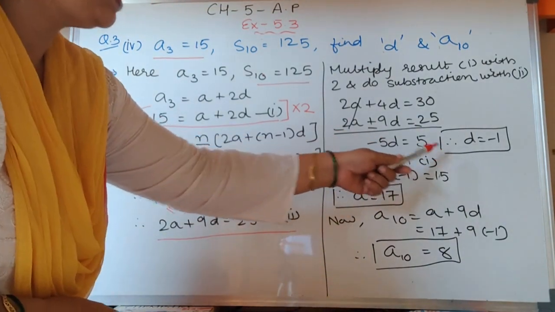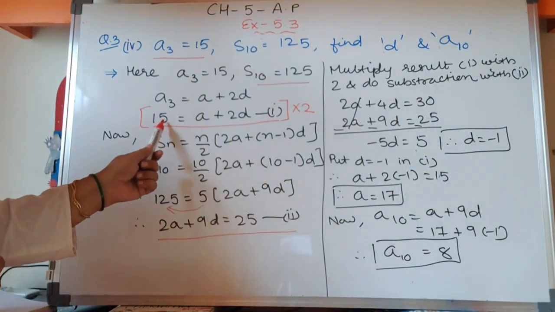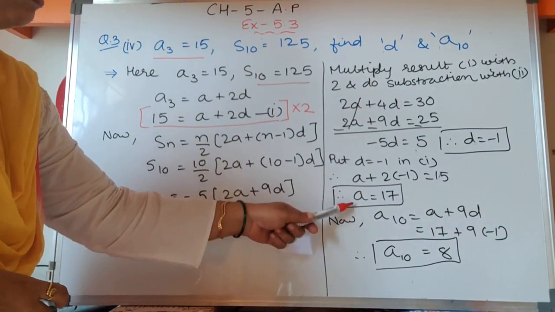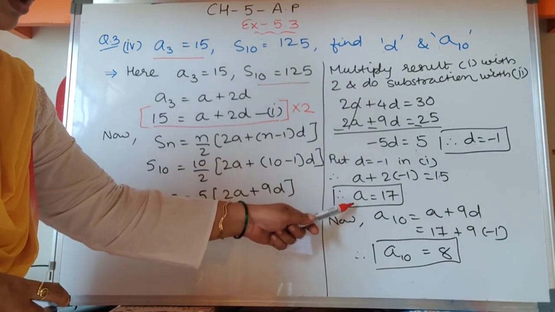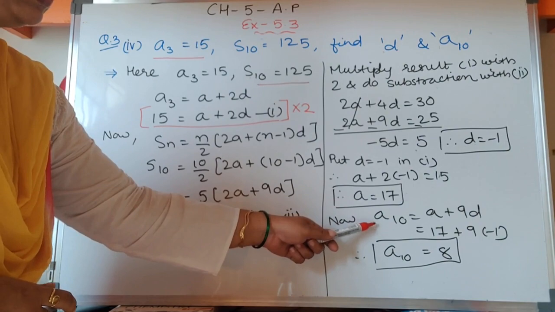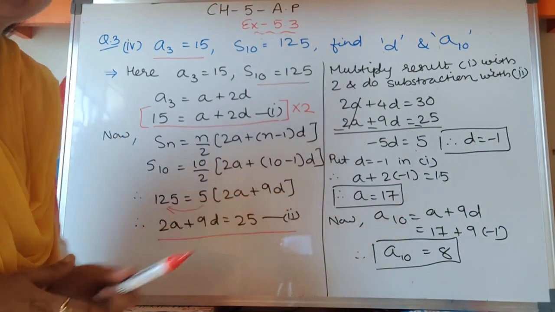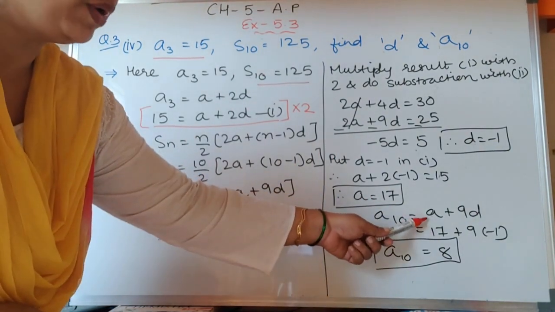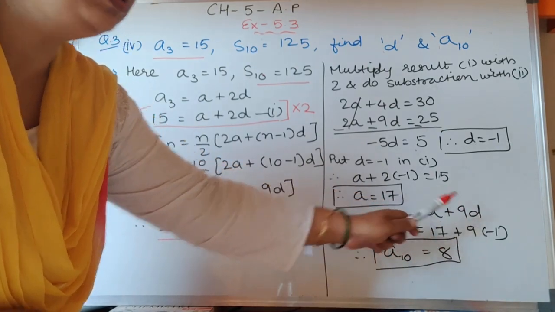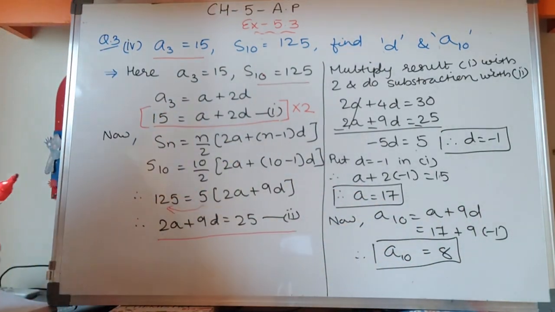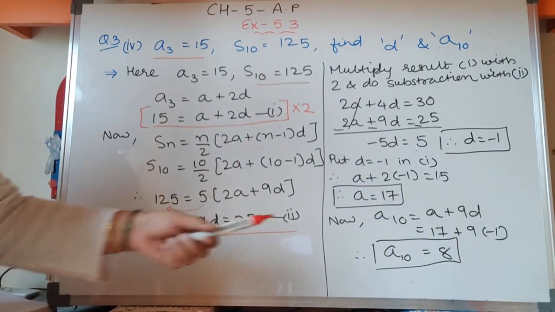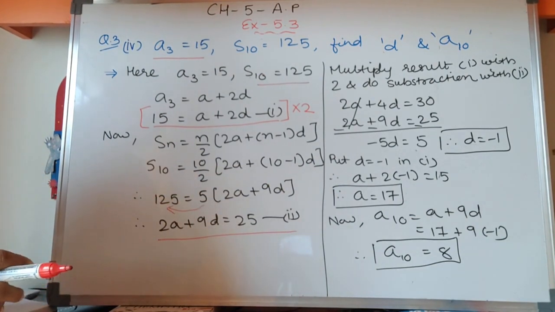That d is equal to minus 1 I will put in the first result. So I will get a is equal to 17, and to find out a10, as you already know, it is a plus 9d. So we have the value of a, we have the value of d now. So you can easily find a10. In this way we get a10 is equal to 8.